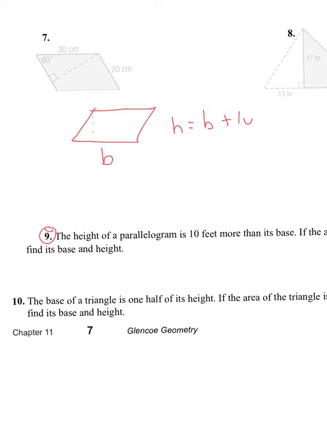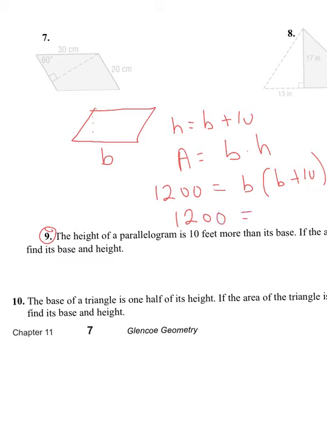Okay, so now area is equal to base times height. That's the area of a parallelogram. So they told you in the problem that the area of this parallelogram is 1200 square units. So that will be 1200 is equal to b, but now, instead of h, I'm going to substitute b plus 10. Now, if you look at this problem, we have some algebra to do. We have distributive property. So we have 1200 is equal to b squared plus 10b.